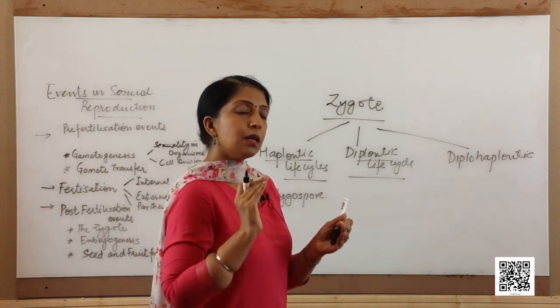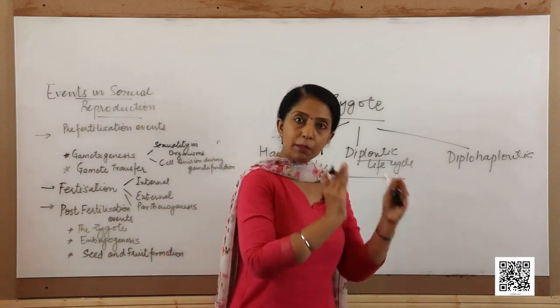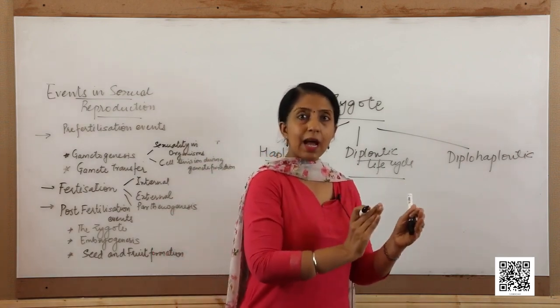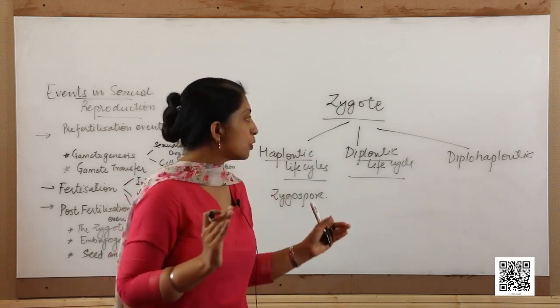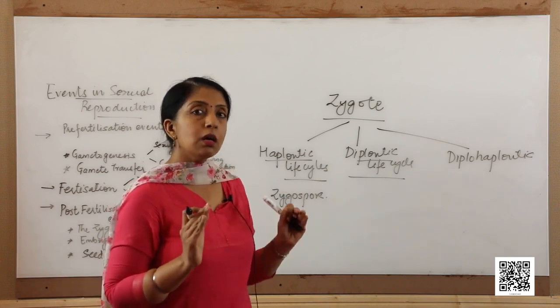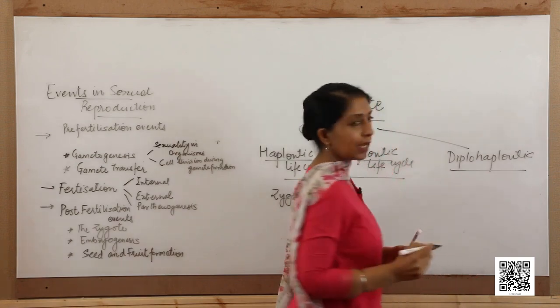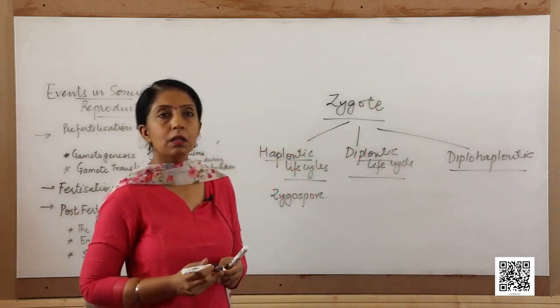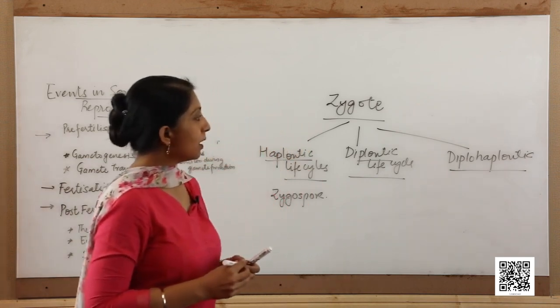So, there are two types of individuals in the life cycle, the diploid individuals or the sporophyte, and also the haploid individuals. But in this case also the zygote does not undergo a resting phase. So, that is the diplohaplontic life cycle, and it can be seen in the bryophytes and the pteridophytes.